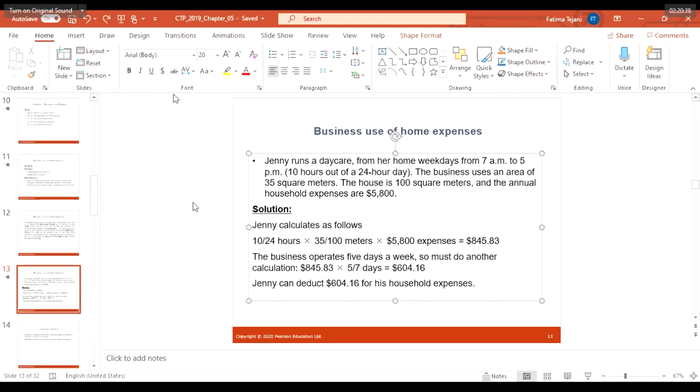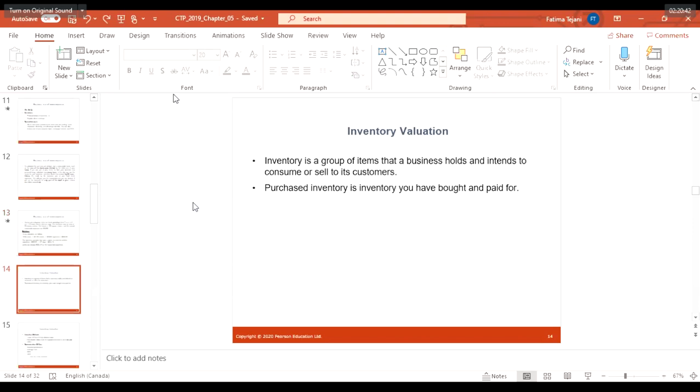So that's just the business use of home expenses. Okay. Next part of the calculation. So that was the business use of home expenses.